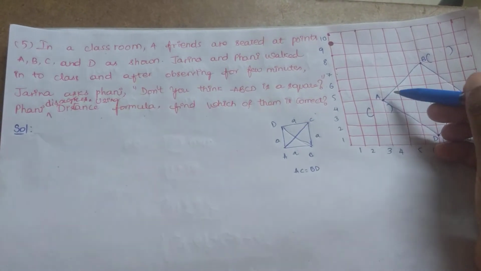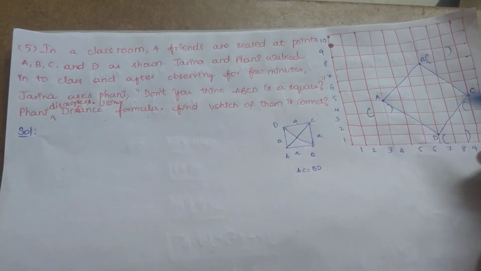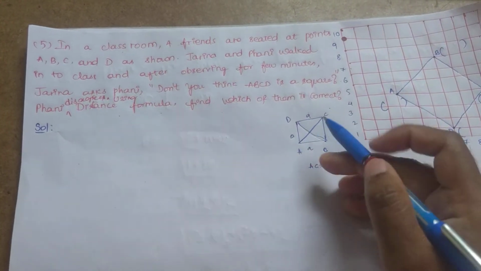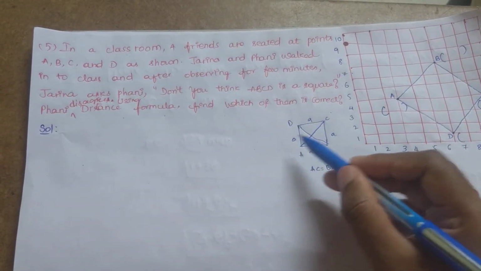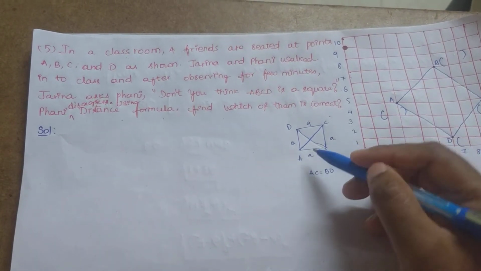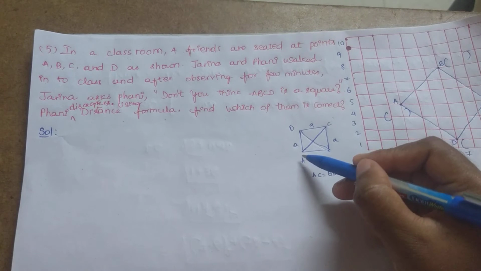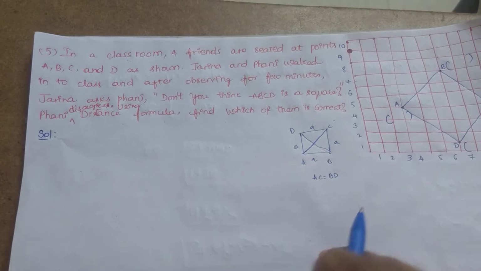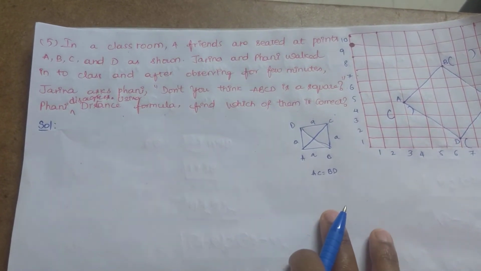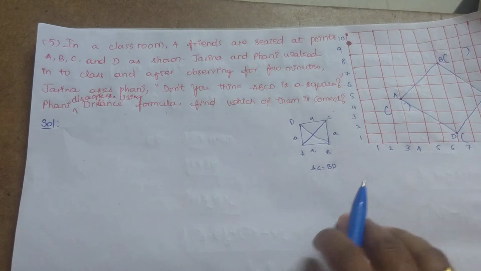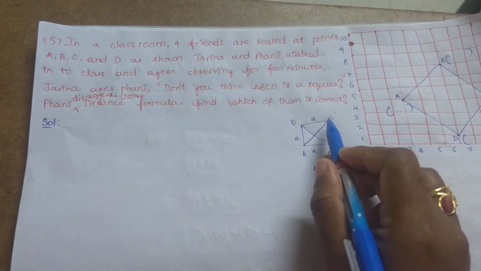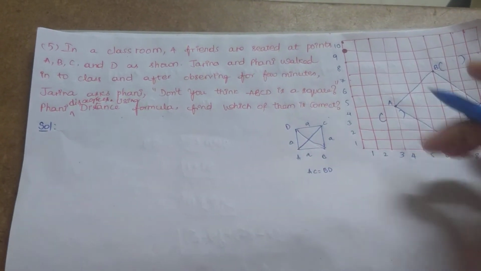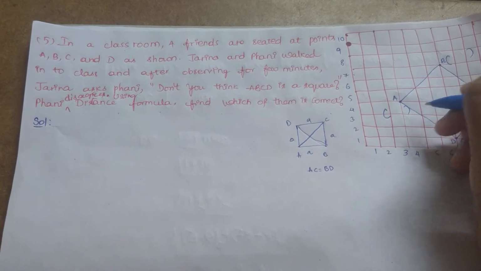So for proving whether the points A, B, C, D form a square or not, what is the condition for a square? Square means all four sides should be equal, and the diagonals bisect each other and the diagonals are also equal. These two conditions have to be satisfied. So for finding whether the sides are equal or not, what do we have to do? We have to obtain the sides AB, BC, CD and DA. Before finding the sides, let us plot the points here.